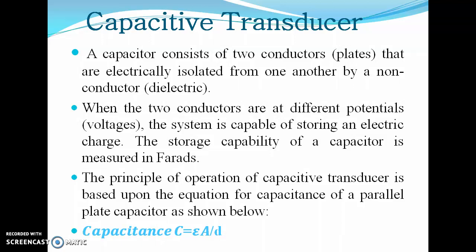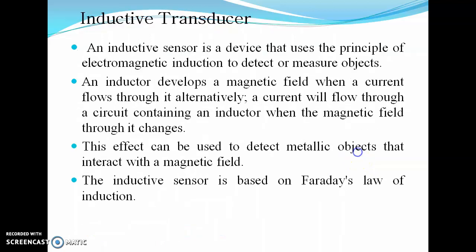The principle of operation of capacitive transducer is based upon the equation of capacitance of a parallel plate capacitor, which is given as capacitance C equals epsilon multiplied by A divided by D, where A is the area of the plate and D is the distance between the two plates.